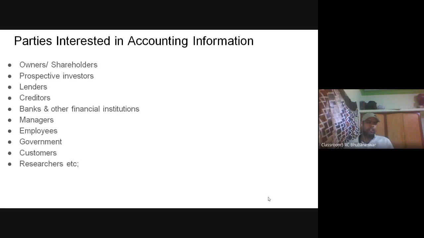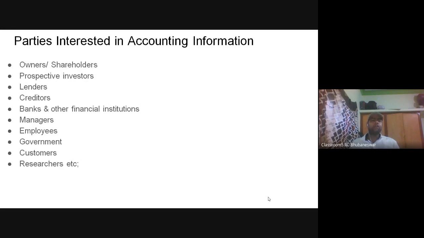Then researchers, just like us, you all are becoming researchers in the academic field. Now you are pursuing your master's degree. So when there is a project part, if you want to know the performance of a company based upon its annual report, then you are taking the help of the published information provided through accounting. So these parties come under the users of accounting information.